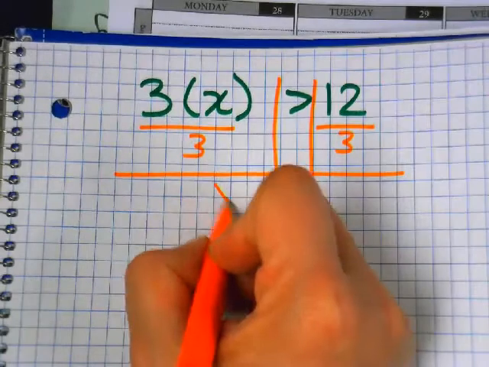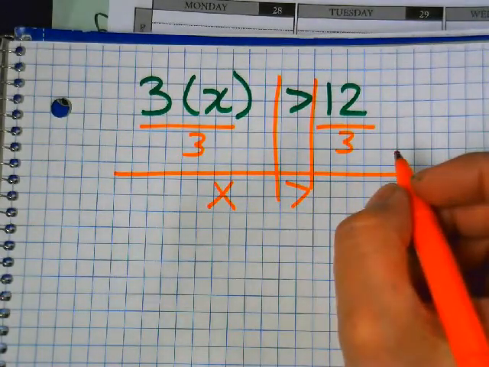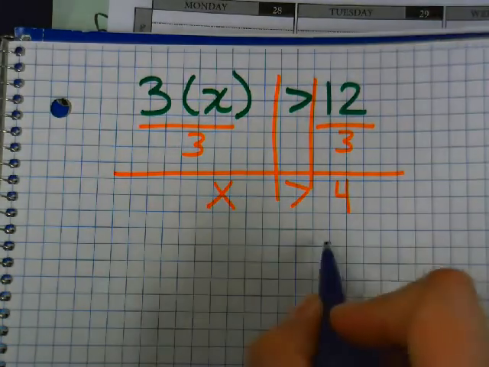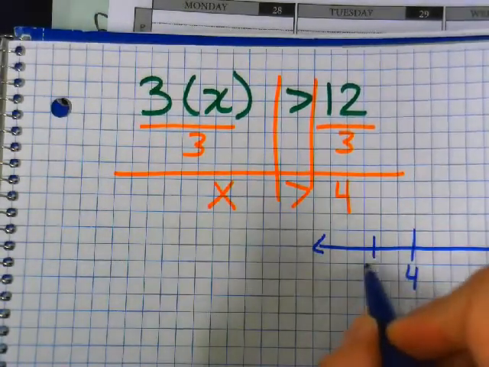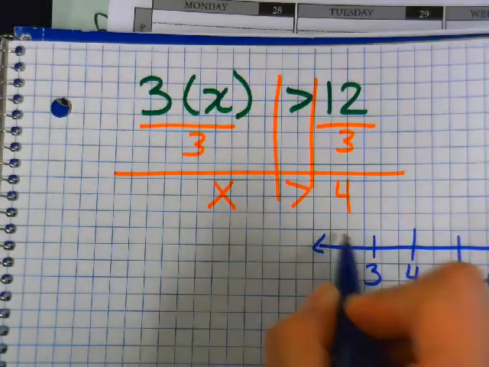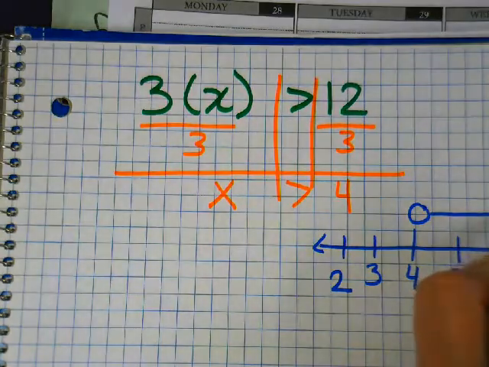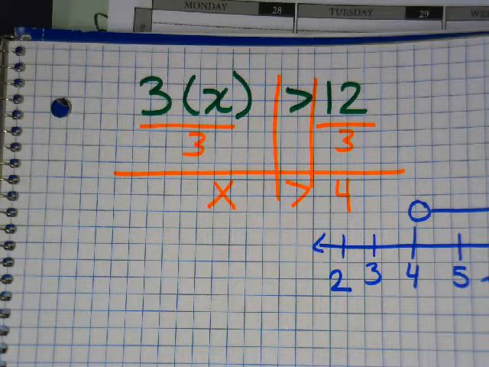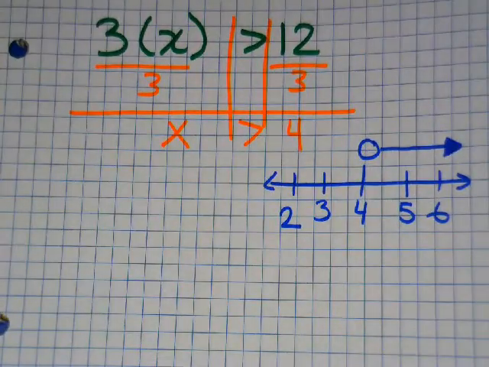So we have x is greater than 4. So we're going to draw a number line. What number goes in the middle of my number line? 4. Open circle and to the right. Good. Okay, we okay with when it looks like multiplication?